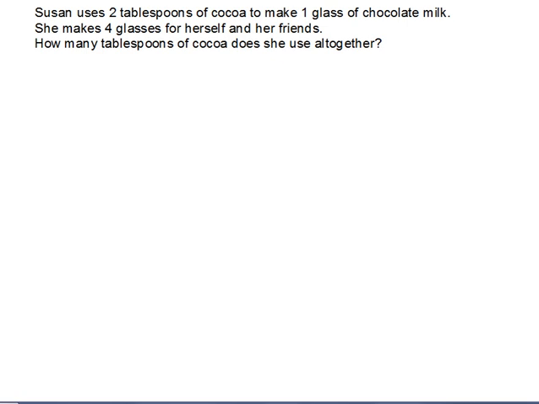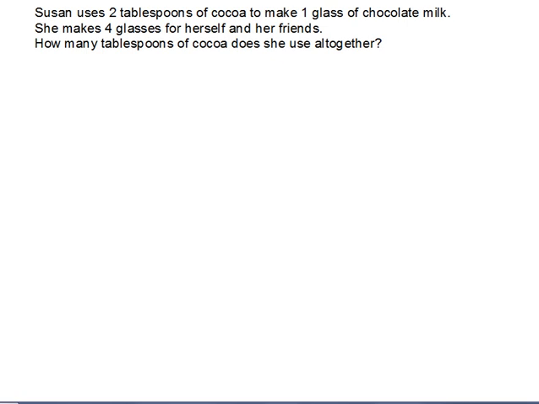So let's go ahead and let's take a word problem here. I'm going to do this slowly with you and your children so that the children will be able to pause the video, do some of the solving, and then talk with you. So Susan uses 2 tablespoons of cocoa to make 1 glass of chocolate milk. She makes 4 glasses for herself and her friends. How many tablespoons of cocoa does she use altogether?